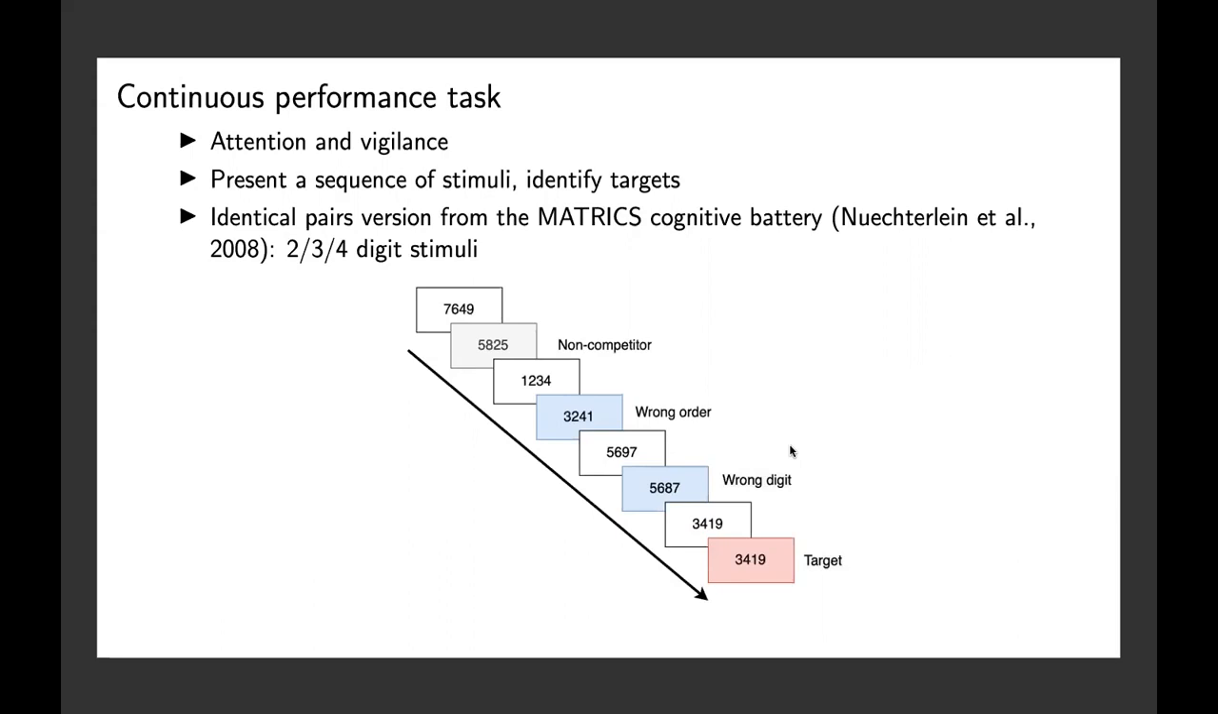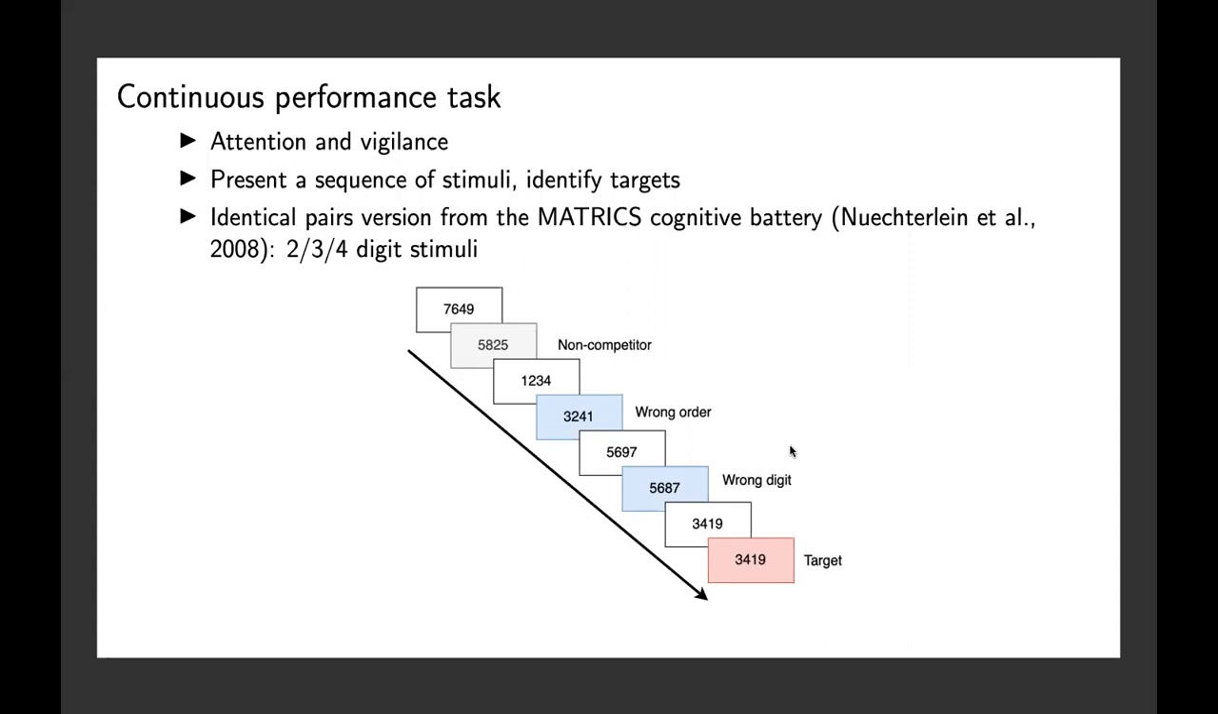In this version, there are 3 sequences of stimuli containing 2-digit, 3-digit, and 4-digit stimuli respectively. This figure shows an example of a sequence from the 4-digit stimuli. In this version, the target is defined as a stimulus that is exactly identical to the stimulus immediately preceding it. In this figure, it is colored in red.